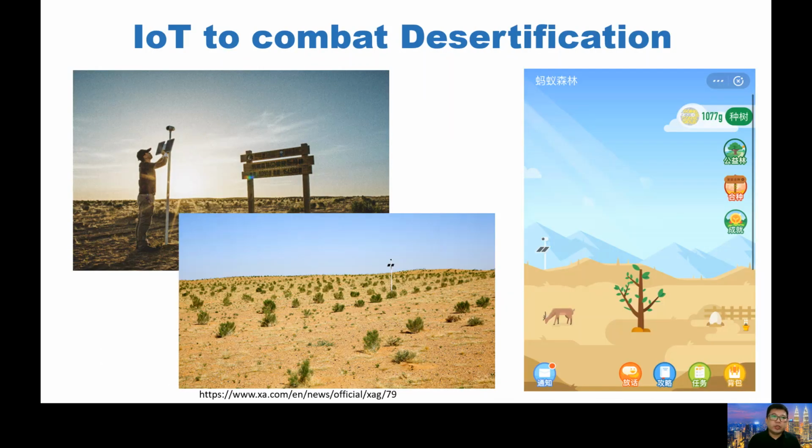Next one, IoT can also be used to combat desertification. This is an example from China. In this application, SAG has joined hands with Alipay on Ant Forest, a private company, right? Alipay is China's largest private sector entity. This group runs China's largest private sector anti-desertification initiative, with the aim to save the planet from desert encroachment.